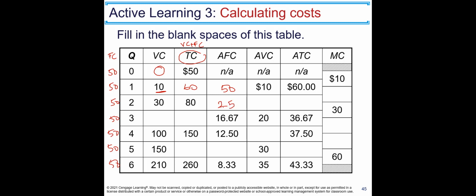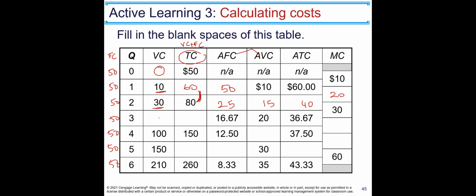25, right? 50 divided by 2 is 25. AVC is this one divided by 2, 15. So what is ATC? It is the sum of these two, which is 40. And let's find the marginal cost of producing the second unit. It's the increase in total cost when you produce the second unit. The increase in total cost is from 60 to 80, which is 20.